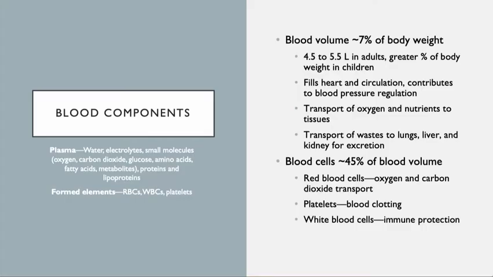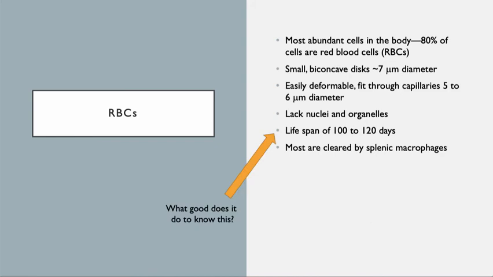So let's talk about anemia. Remember the blood components that we talked about before? Plasma makes up a lot, formed elements make up less, and in total, the blood volume is about 7% of the body weight. Blood cells form about 45% of that volume, and remember the blood cells consist mostly of red blood cells. Less than 1% are platelets, and less than 1% are white blood cells.